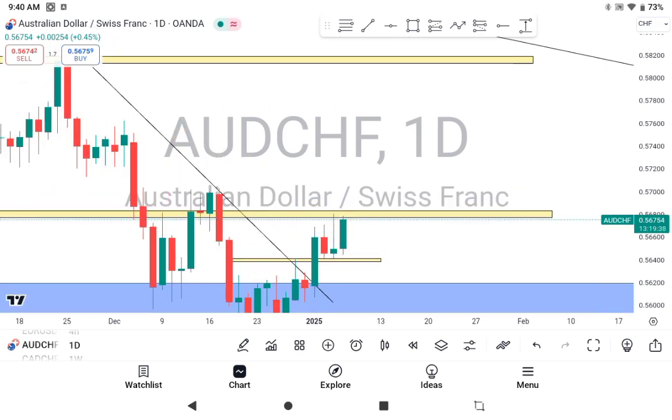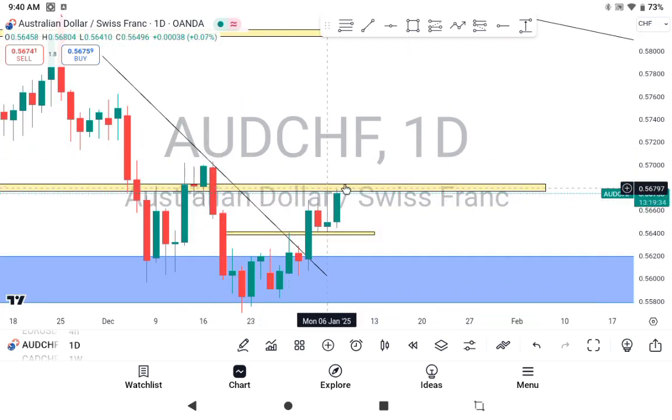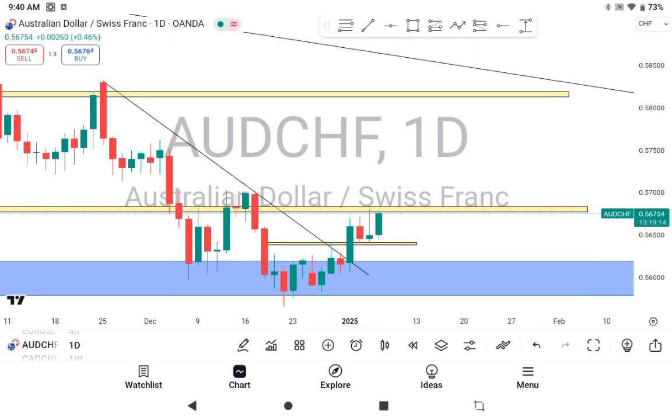We have seen that if price should break out of this yellow bar right here and close, we need to see a daily candle break and close right here. Once we can see that, we should see AUD price coming to this next level of minor resistance.